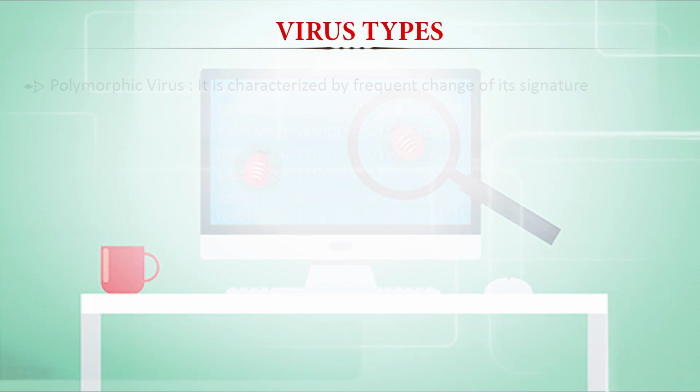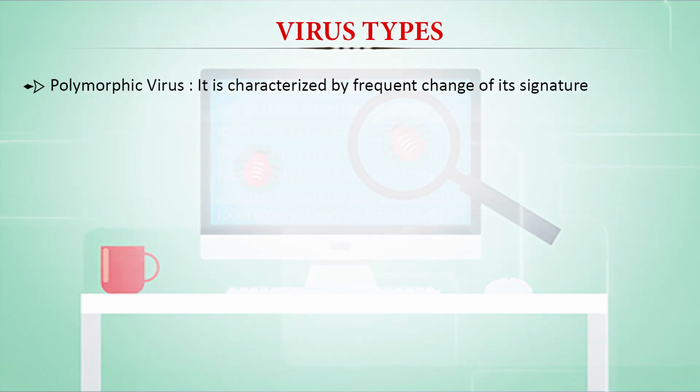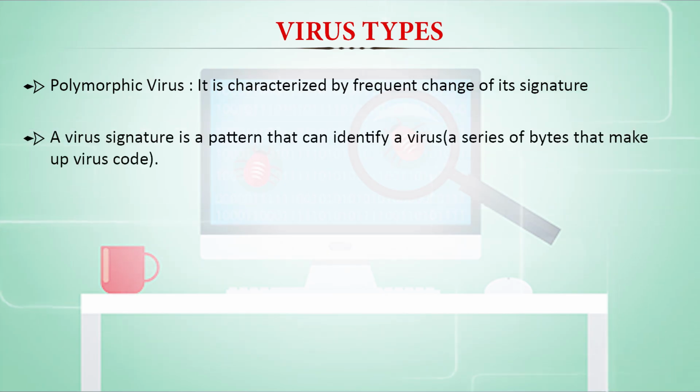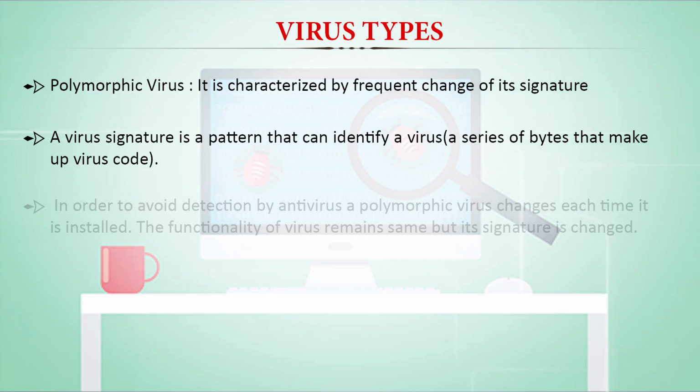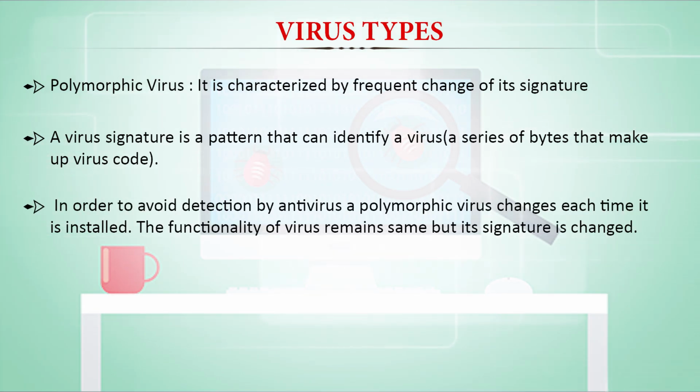There is another virus called a polymorphic virus. It is characterized by a frequent change of its signature. A virus signature is a pattern that can identify a virus, a series of bytes that make up the virus code. In order to avoid detection by antivirus, a polymorphic virus changes each time it is installed. The functionality of the virus remains the same, but its signature is changed.